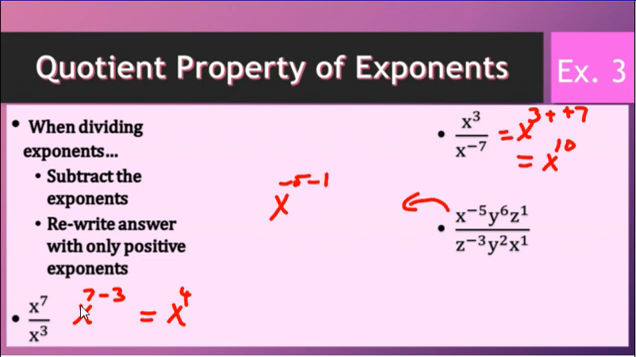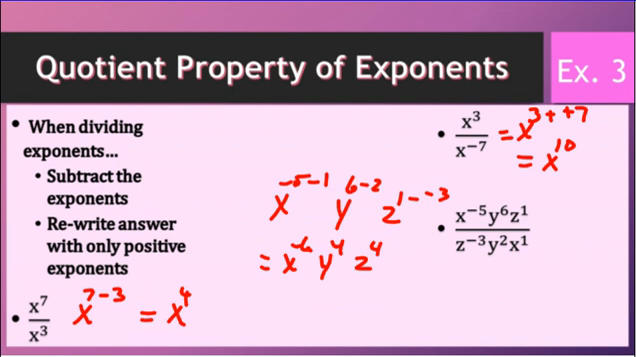I have y to the 6th minus 2. And then I have z to the first minus a negative 3. So now if I simplify this, right now I would have x to the negative 6th, y to the 4th, and z to the 4th.